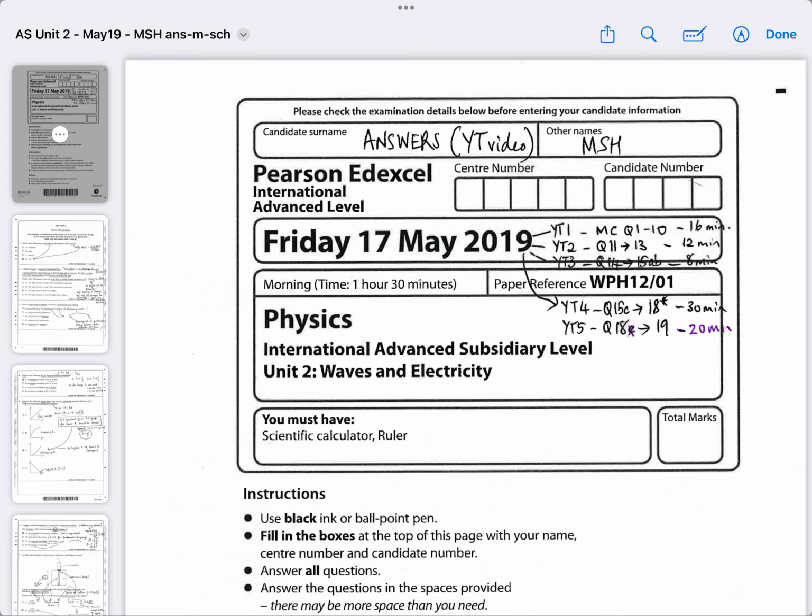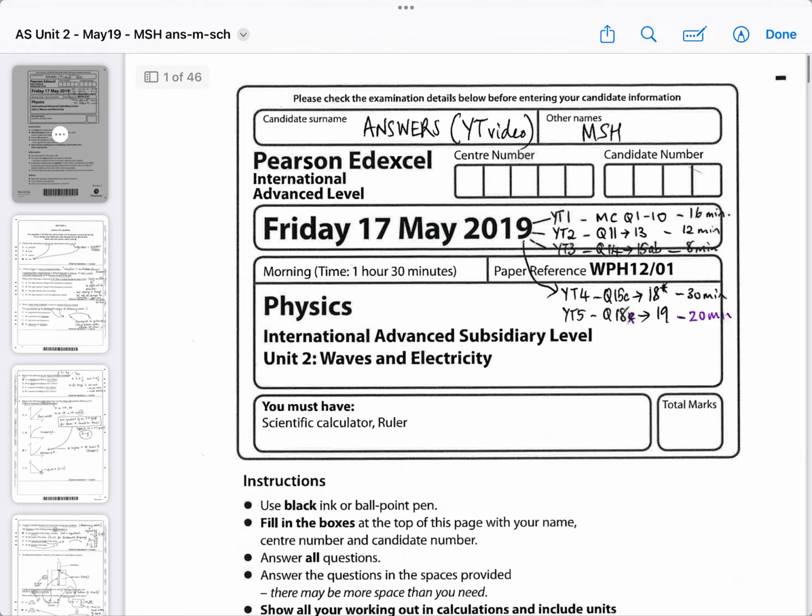Okay, so this is from the first year of the Pearson Edexcel Physics International AS level exam, which is the first year of the A level, Unit 2, Waves and Electricity, and my students are doing this topic right now. They've done electricity and they're finishing off the year with waves. So this will help them with their preparation for next year.